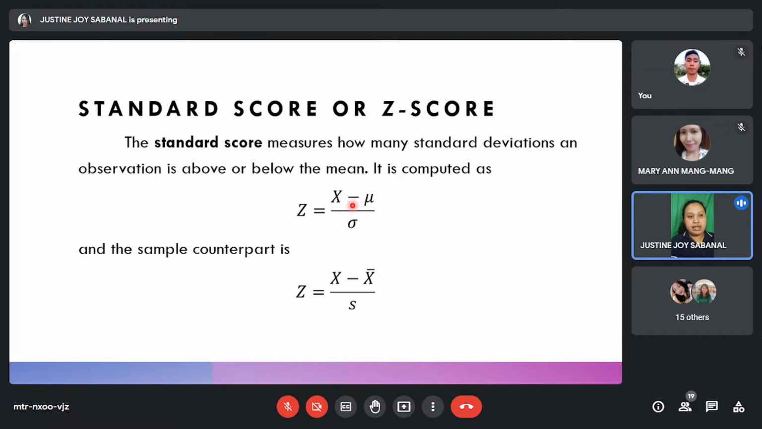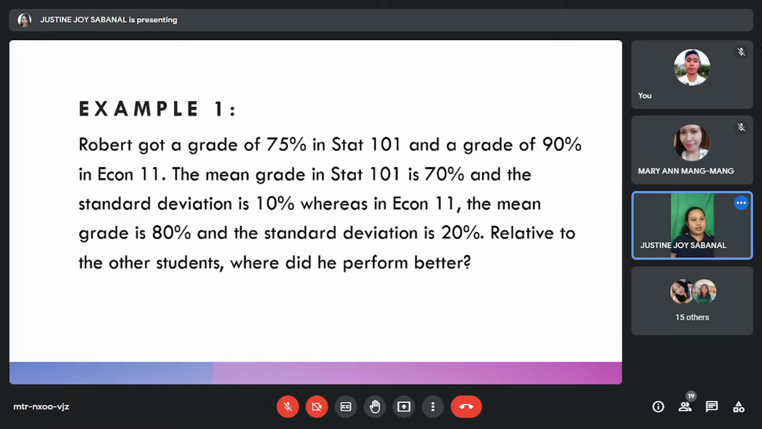So kung yan man ay population or sample yung magiging basehan. So for example, Robert got a grade of 75% in Stat 101 and a grade of 90% in Econ 11. So the mean grade in Stat 101 is 70% and the standard deviation is 10%. Whereas in Econ 11, the mean grade is 80% and the standard deviation is 20%. So relative to other students, where did he perform better?